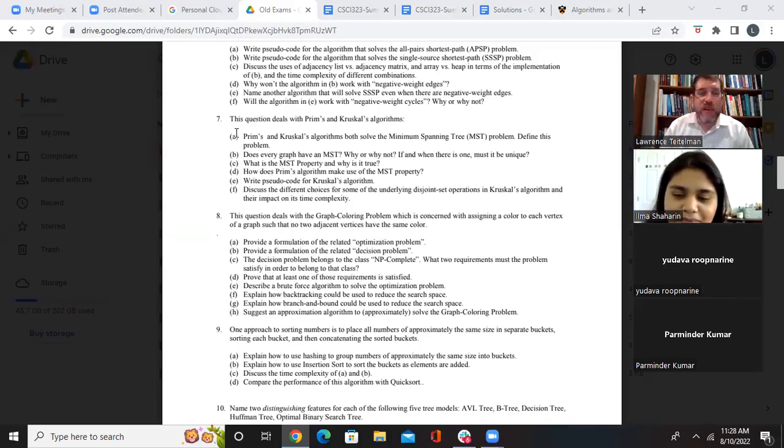All right, let's see what else we have here. One approach to sorting numbers is place all numbers of approximately the same size in separate buckets, sorting each bucket and then concatenating them. All right, that's not particularly interesting.